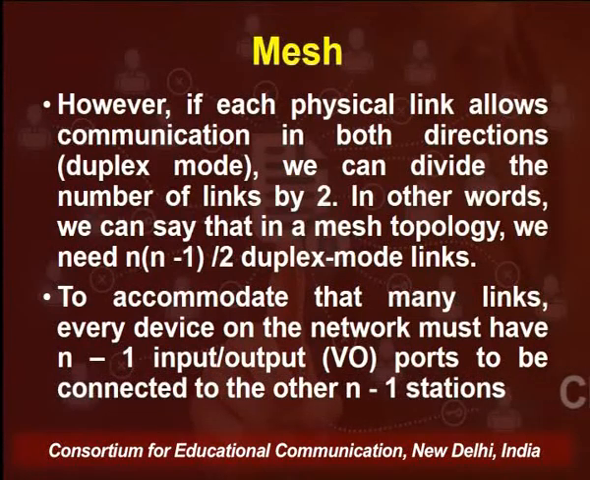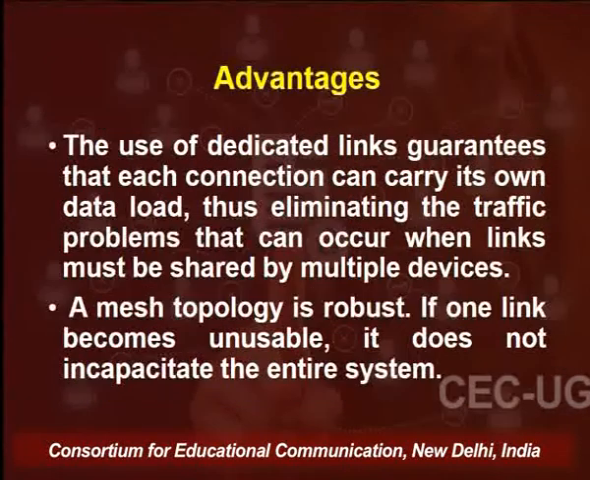In order to accommodate that many links, every device will be required to have n minus 1 input output ports which will be connected to the other stations. For example, if you have a network which has 20 computers, every computer is to be connected to 19 other computers, right. So every computer also needs to have 19 IO ports. All in all, this becomes a very cumbersome and complicated architecture, and at the same time it is also not cost effective, because you will need so much wiring around it.